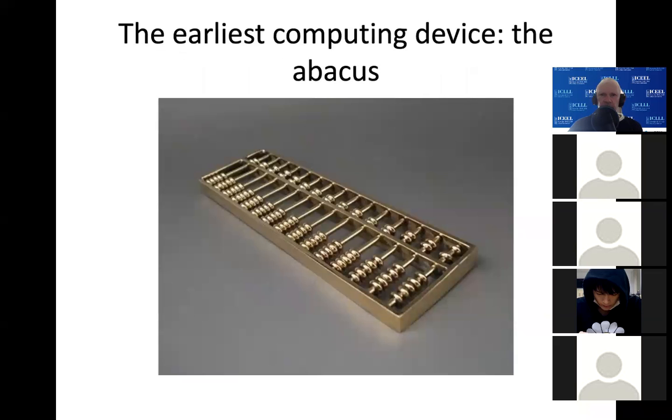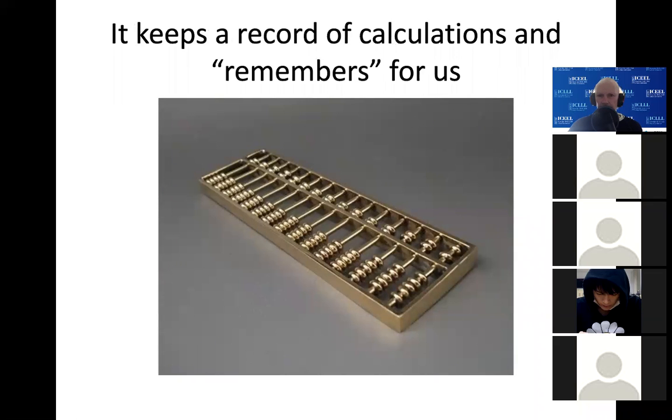So anyway, the earliest computing device was the abacus. Yeah, you know that's Soroban, right? And this goes back about 4,000 or 5,000 years. So 4,000 or 5,000 years ago, human beings needed to do little calculations. It keeps a record of calculations and kind of remembers for us. So you move these things over, you get to a certain number, and you move things over, and you keep it there.